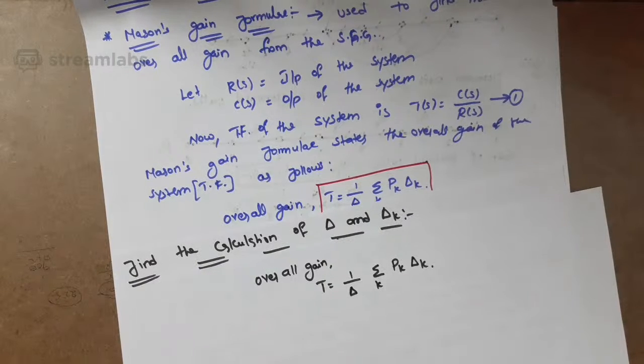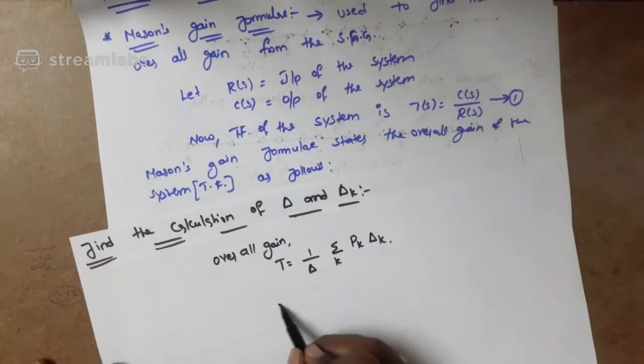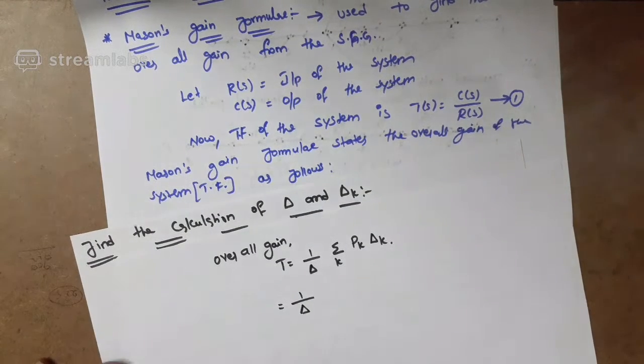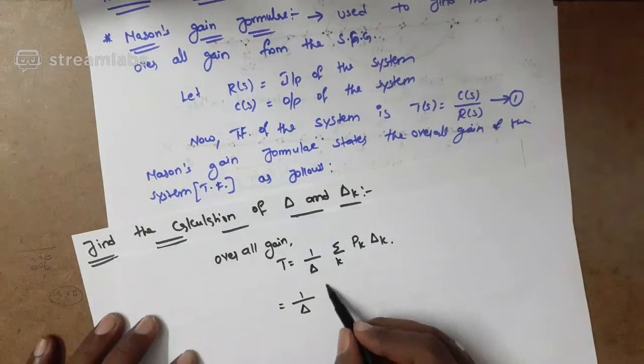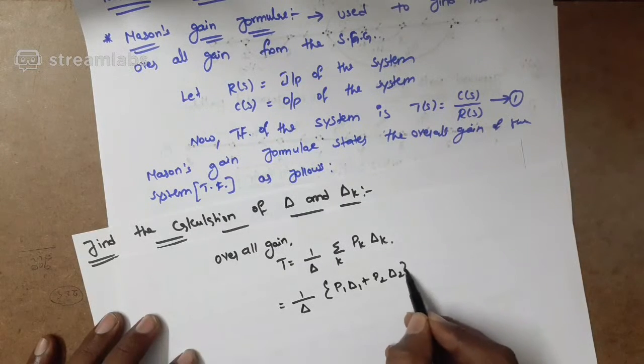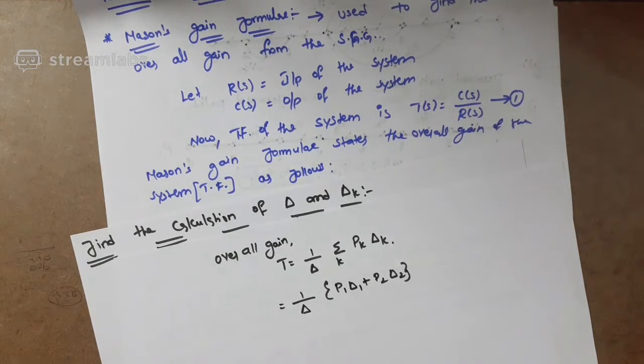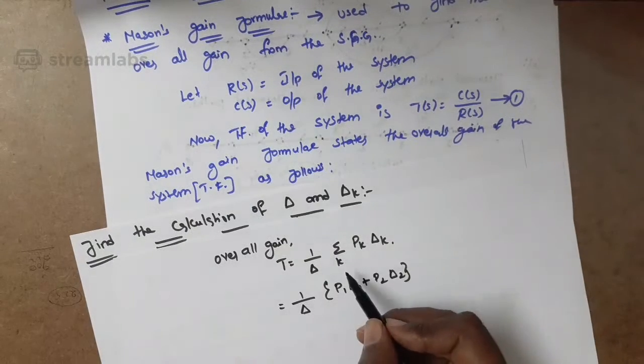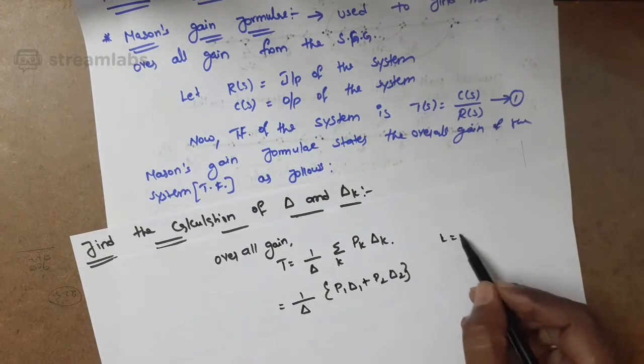So T is equal to, what is the transfer function? 1 by delta, summation of, substitute k equals 2, so that we have P1 delta 1 plus P2 delta 2. Am I right? So P1 delta 1 plus P2 delta 2. Why? Because the number of forward paths is 2. That's why we are going to apply k equals 2.